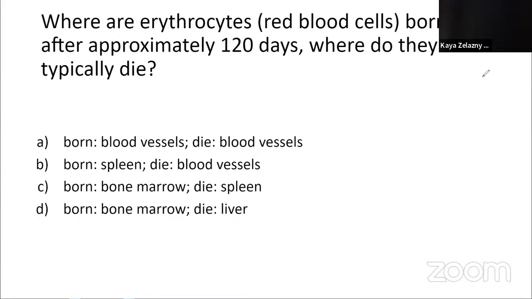Someone let me know where they're being born. Where are we doing the synthesis, the erythropoiesis? Yep, in the bone. Okay, so that leaves us with either C or D because we're in the bone marrow. And where are they mostly dying? Yeah, dying. I will, after class, look up what happens if you get your spleen in, because I do not know.